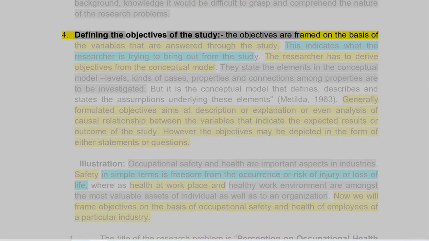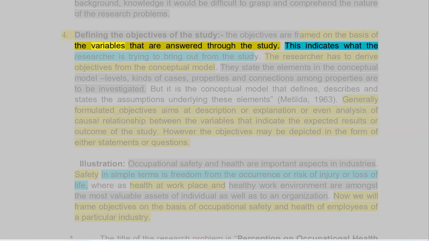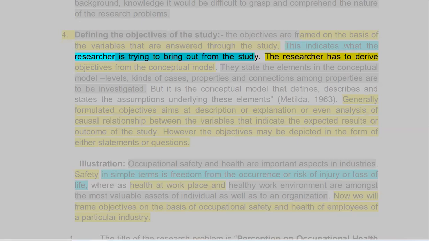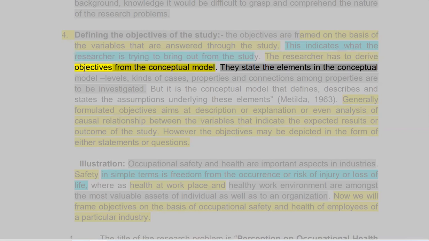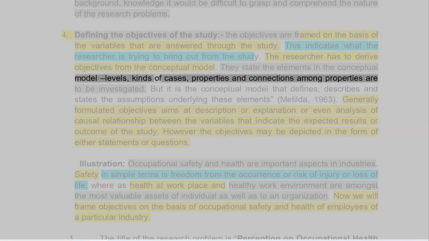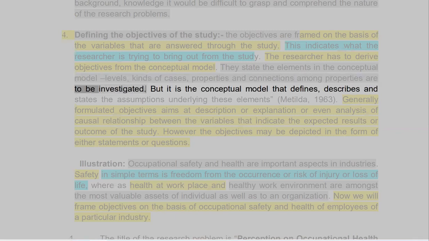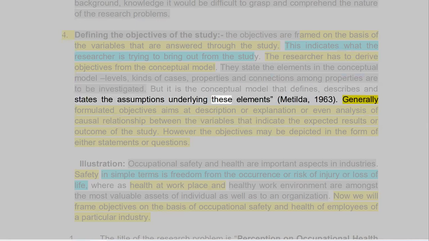4. Defining the objectives of the study. The objectives are framed on the basis of the variables that are answered through the study. This indicates what the researcher is trying to bring out from the study. The researcher has to derive objectives from the conceptual model. They state the elements in the conceptual model: levels, kinds of cases, properties, and connections among properties to be investigated. But it is the conceptual model that defines, describes, and states the assumptions underlying these elements.